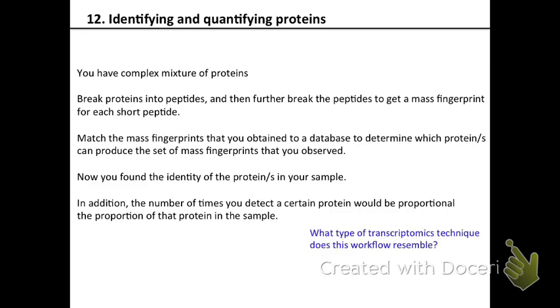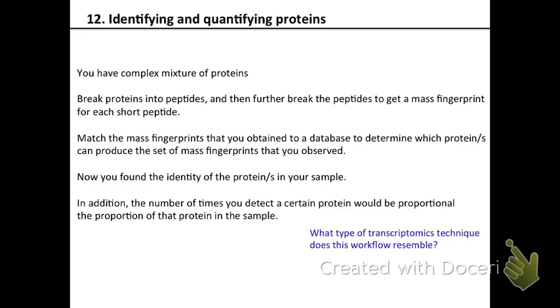So that essentially comes to my question: what step does that resemble? You have a short peptide sequence, and then you match it to all of the possible peptide sequences coming from the genome. What step does that resemble in ChIP-seq or RNA-seq? Matching the reads back to the genome. Very good. Matching the reads back to the genome.